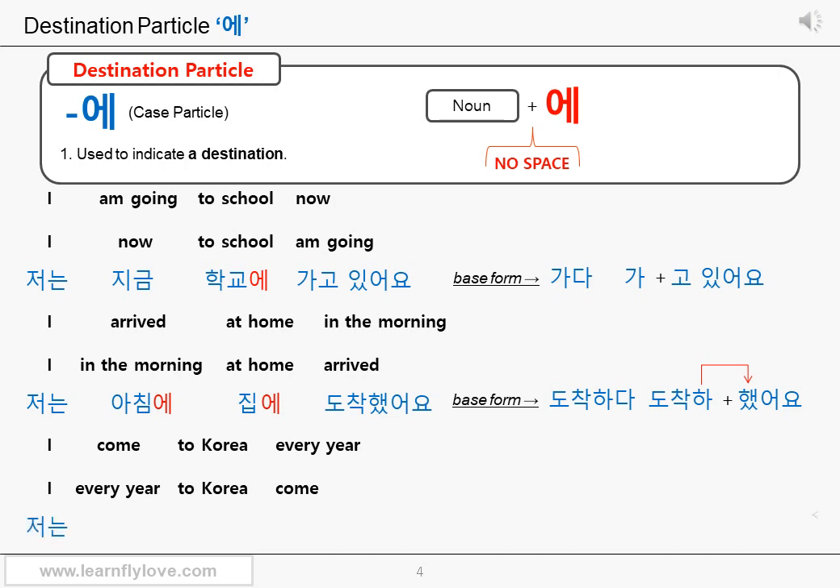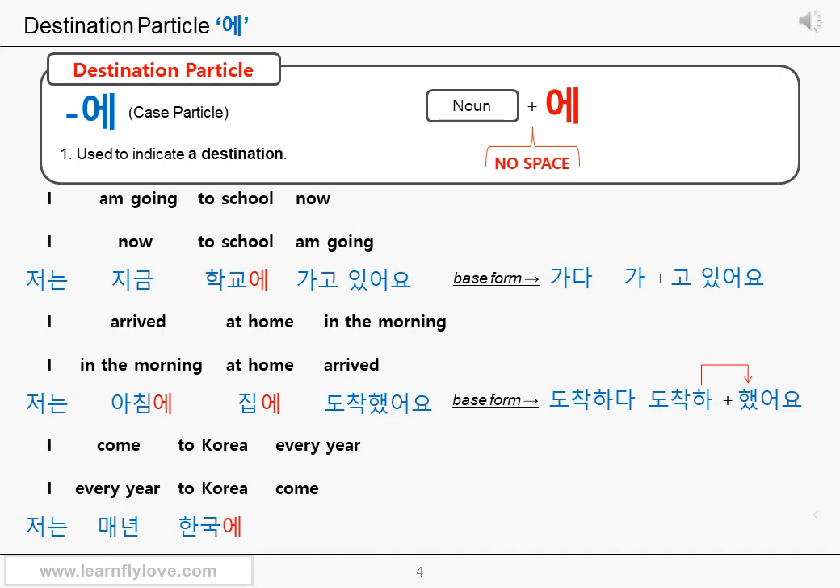I, 저는, every year, 매년. 매년 does not indicate a point in time, but it indicates something repetitive. Something happens every year. Thus, you cannot use the time particle 에. To Korea. Korea is 한국. The full name of this country, Korea, is 대한민국. But you can just call it 한국.